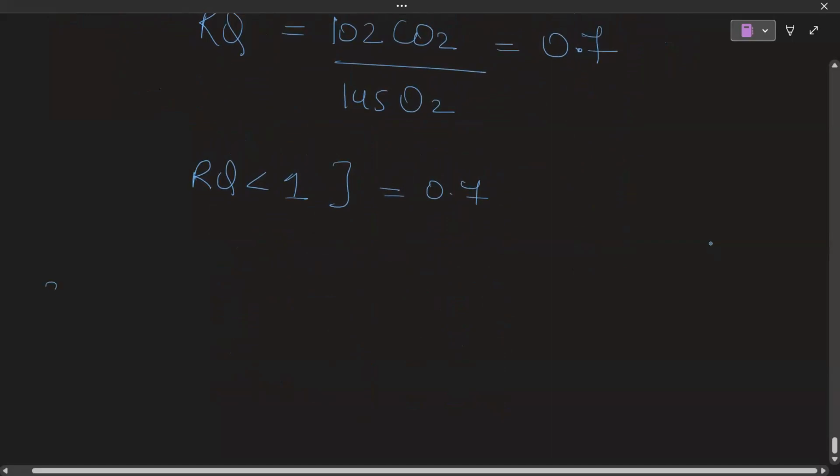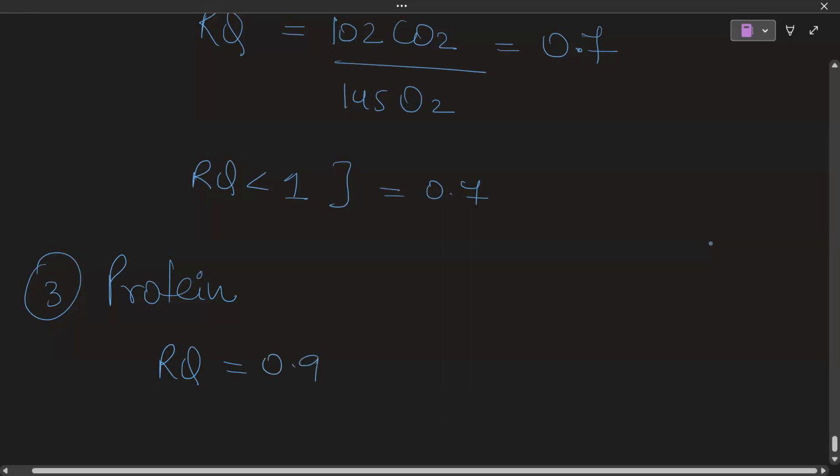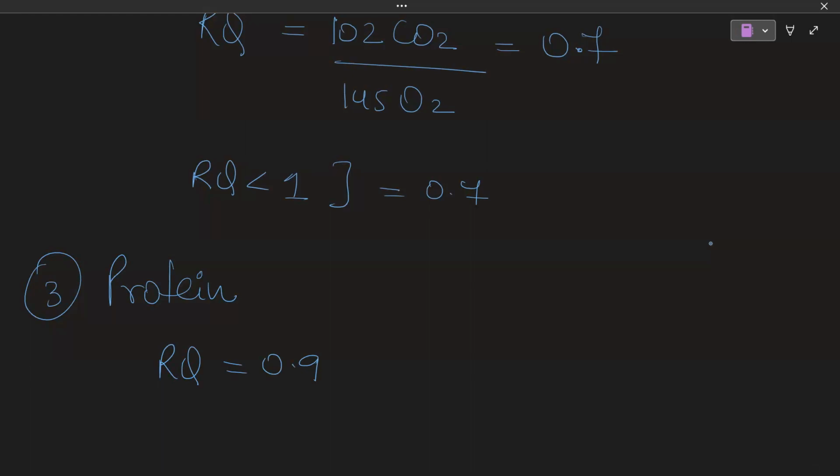Now the last one. Talking about the third case scenario, that is when we are using proteins. In the case of proteins, the RQ value will be 0.9. The reaction is not needed, it's not given. So this is less than 1, even this is less than 1. So for protein it will be 0.9. Got it? Yes.